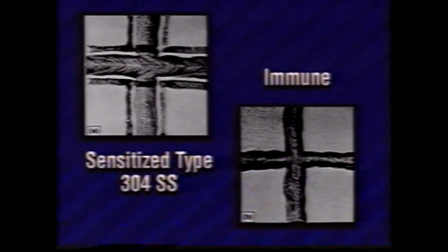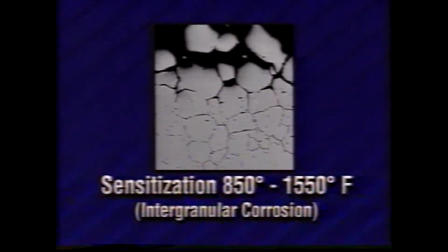Susceptibility to intergranular corrosion is usually related to thermal processing, such as welding. When the corrosion attack on the grain boundaries is severe, entire grains may be dislodged as the boundaries deteriorate. Certain austenitic steels are susceptible to intergranular corrosion. The susceptibility is called sensitization. Sensitization takes place when austenitic stainless steels are heated between 850 and 1550 degrees Fahrenheit.